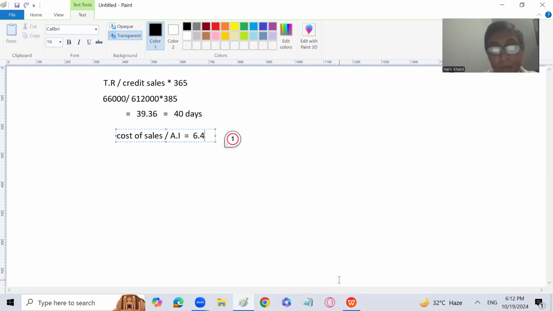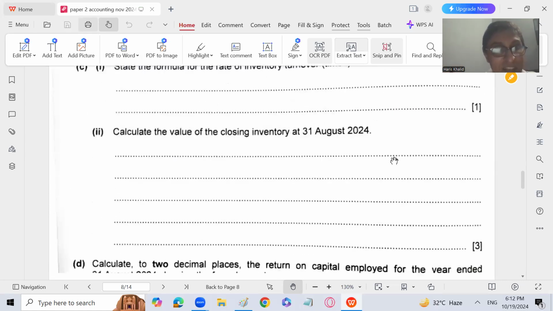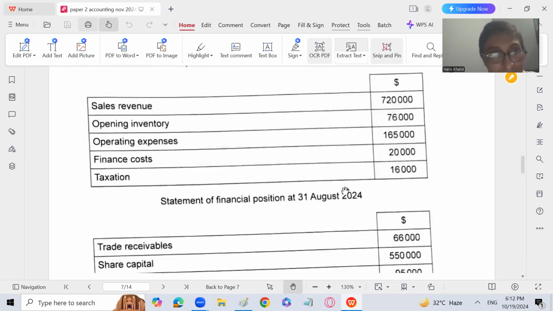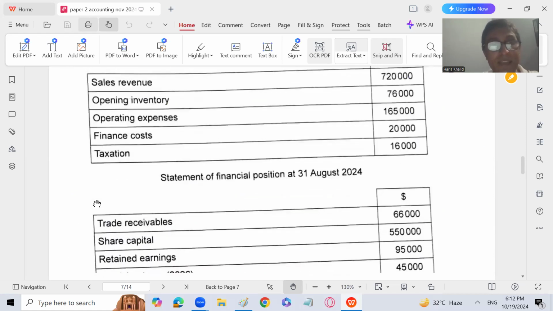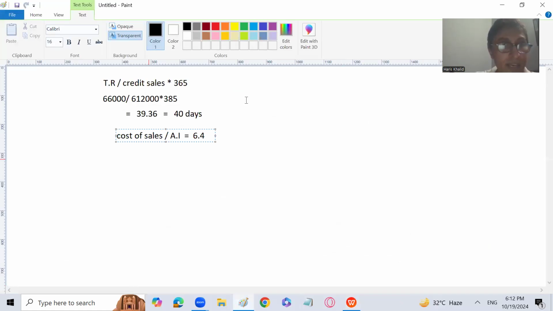We have opening inventory, but we don't have closing inventory, because the next requirement is asking us for the value of closing inventory, which is not given, right? If you look at the question again, the opening inventory is given, and the examiner has given that the gross profit margin was 35%. So gross profit margin is the gross profit percentage on sales, and sales is given as 7,20,000. So we can calculate the gross profit. Gross profit is equal to 7,20,000 into 35%.